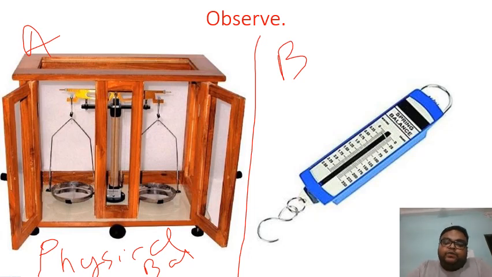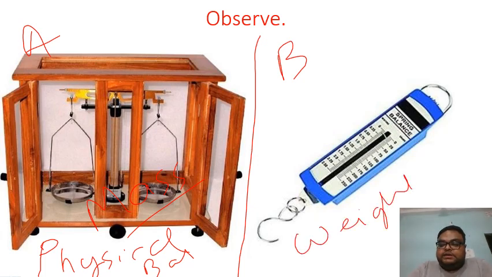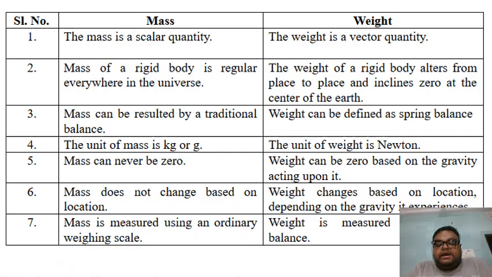And what do they measure? The physical balance measures mass, and the spring balance measures weight. This is the difference. Now let's see what the differences are between mass and weight.